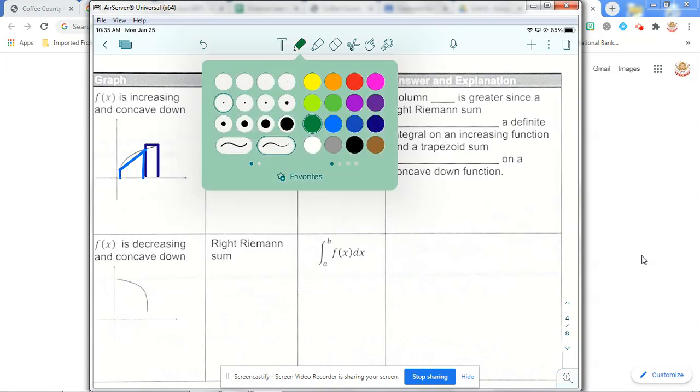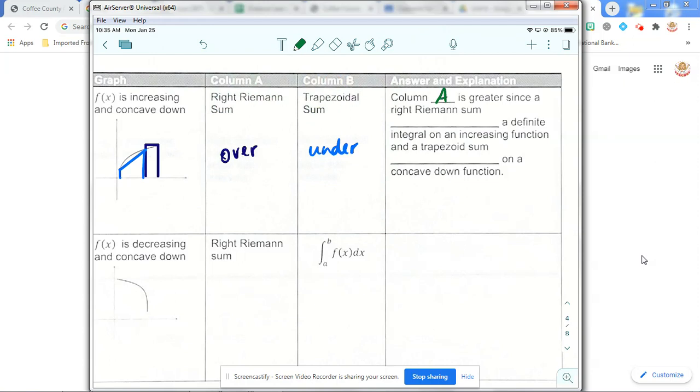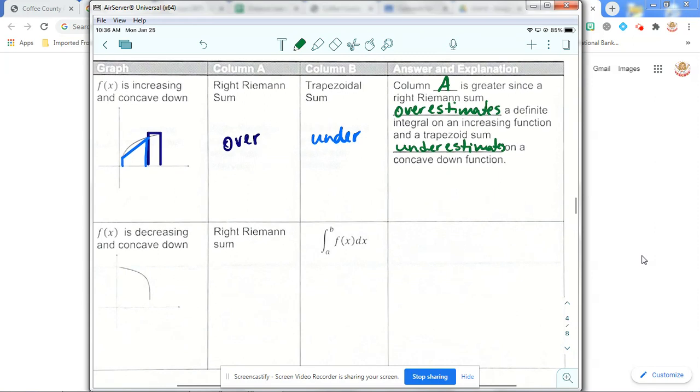So the answer is that column A is greater, since a right Riemann sum overestimates a definite integral on an increasing function, and a trapezoidal sum underestimates on a concave down function. Okay, so that's what we're going to do for the next one. Some of them are going to be more difficult, so I'll keep doing these with you.